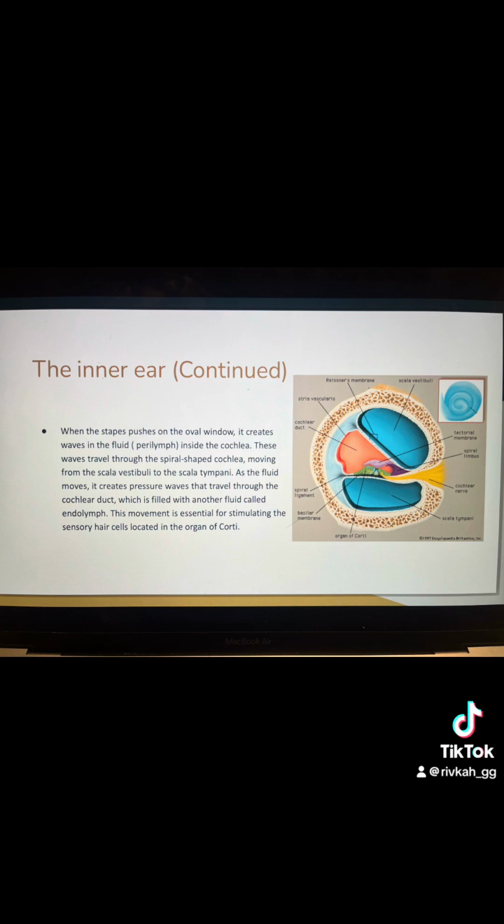When the stapes pushes on the oval window, it creates waves in the fluid, which we call the perilymph, inside the cochlea. These waves travel through the spiral-shaped cochlea. Like I said, you can think about it as a snail, moving from the scala vestibuli to the scala tympani. As the fluid moves, it creates pressure waves that travel through the cochlear duct, which is filled with another fluid called endolymph. This movement is essential for stimulating the sensory hair cells located in the organ of Corti. The organ of Corti sits on the basilar membrane, which is within the cochlear duct.